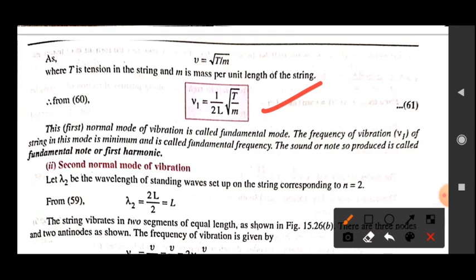This first normal mode of vibration has another name: we also call it the fundamental mode. The frequency of vibration nu1 in the string is minimum. This minimum value is also called the fundamental frequency. So the sound or note produced in this whole section is known as the fundamental note or first harmonic. The word harmonic is associated with the oscillation, as harmonic oscillations produce a harmonic wave. The first harmonic is produced where only half of the wave fits over the complete length of the wire. So this is, I think, clear.